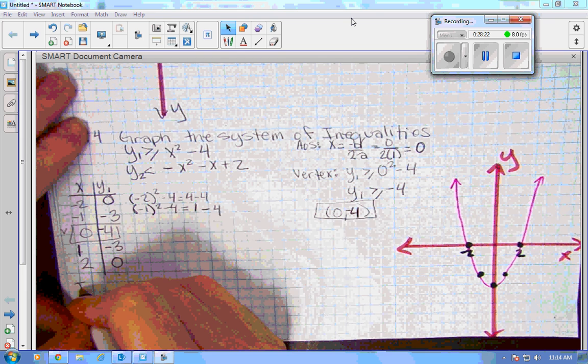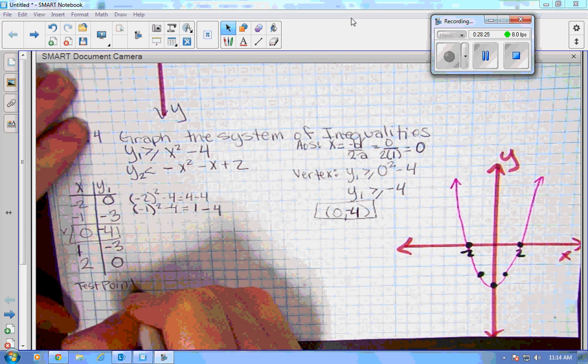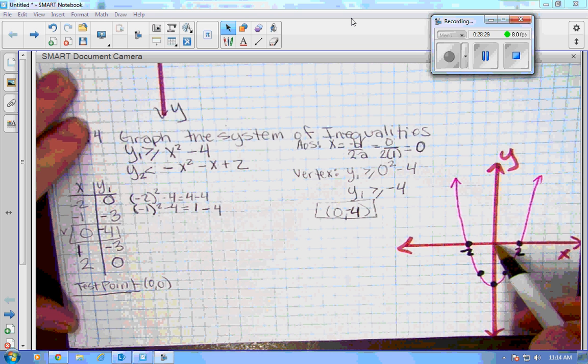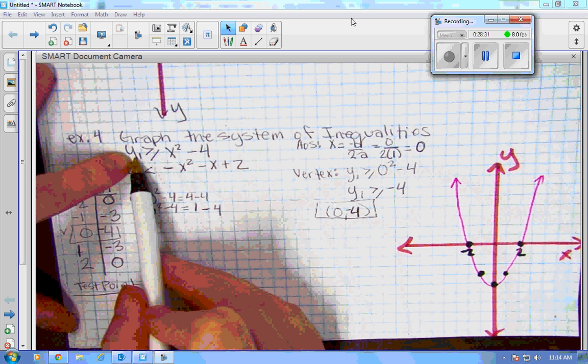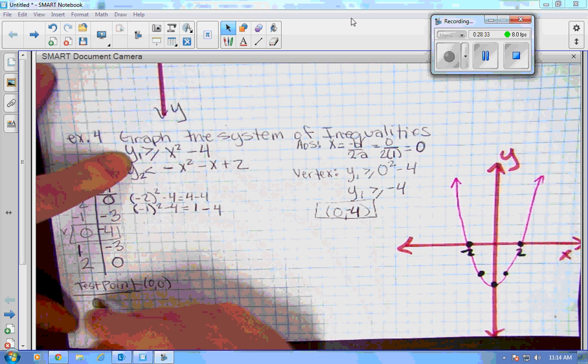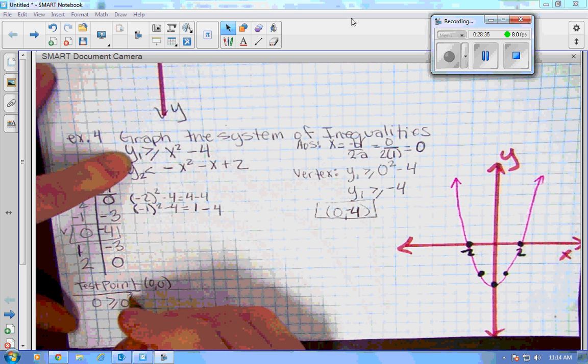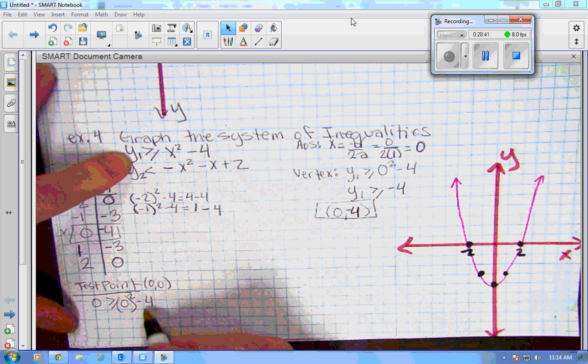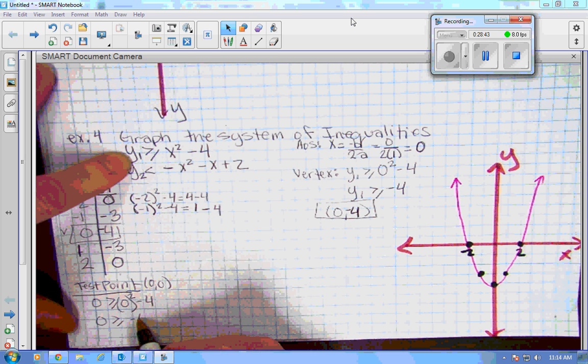Test point. Guess what? Our friend 0, 0 is a good one to use because it's not close to the line. So I'm going to plug it into the top. Wherever there's a y and an x, I plug in a 0. 0 is greater than or equal to 0 squared minus 4. 0 squared is 0. So 0 minus 4 is minus 4.